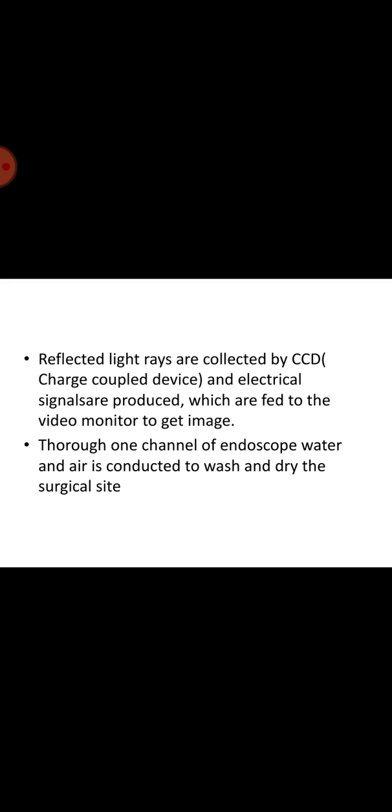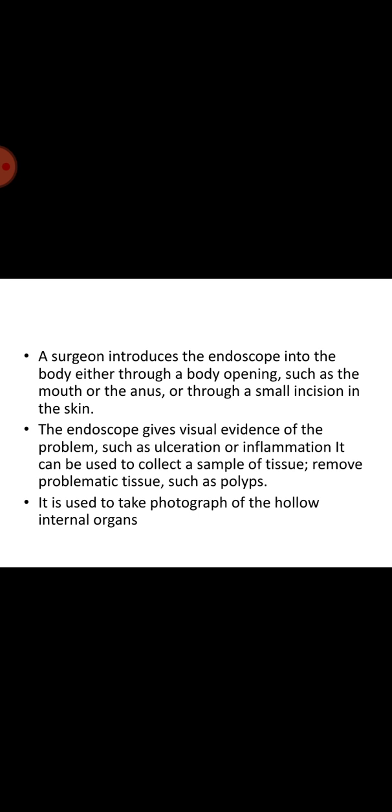Endoscopies are quick and relatively safe procedures. The first endoscope was designed in 1806, and the main reasons for endoscopy are investigation, confirmation and treatment. Endoscopies can be used to remove tumors and polyps from the digestive tract. A surgeon introduces the endoscope into the body either through a body opening such as the mouth or anus, or through a small incision in the skin. The endoscope gives visual evidence of the problem such as ulceration or inflammation, and it can be used to collect a sample of tissue or remove problematic tissue such as polyps.